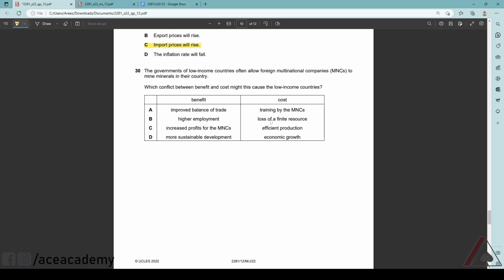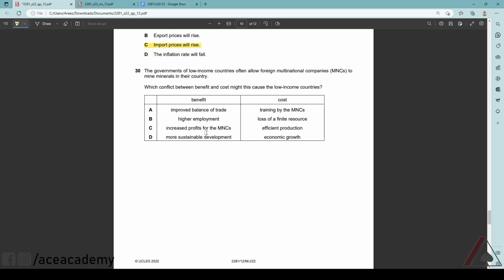Benefit is higher employment. Cost is the loss of finite resource. Both of these make sense, right? There is going to be benefit because there's going to be higher employment. If there's going to be more companies coming in, there's going to be a need for more workers. There's going to be job vacancies, so there's going to be higher employment. The cost, however, would be the loss of finite resource. Finite resources are resources which you cannot increase, it's a one-time supply, and minerals within the country are a one-time supply. There's a finite supply of it. You cannot increase supply as it diminishes. So that is going to be a cost. So B would be your answer.